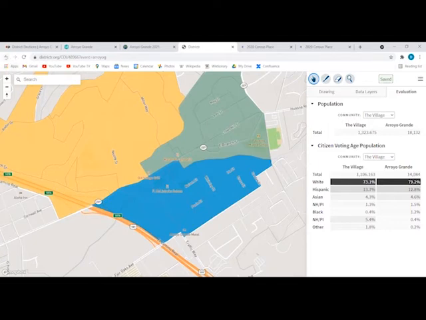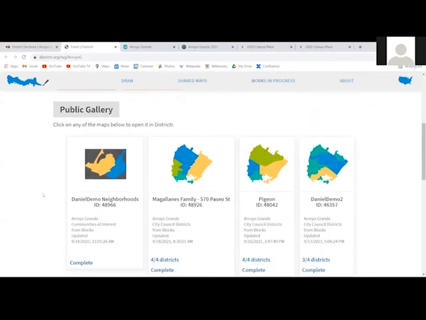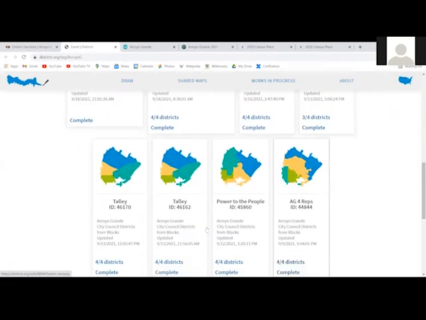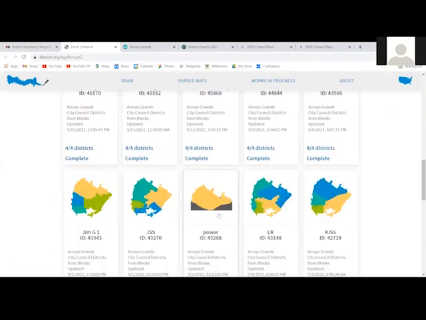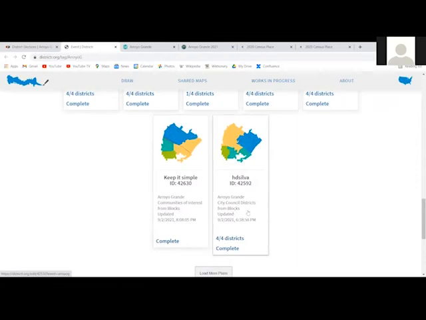So I'm going to go back to the gallery. And so now you'll see that Daniel Demo Neighborhoods has now appeared. And you'll see that it's a communities of interest file, as opposed to all of these, which are city council district plans. In fact, I think every single submission so far, except maybe this one, is, but I think that was intended to be city council districts as well.